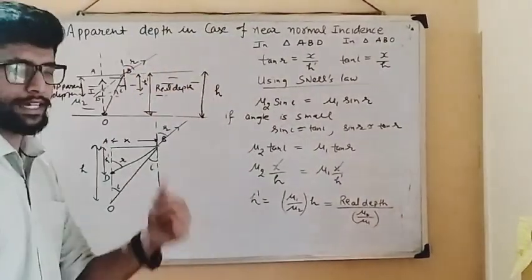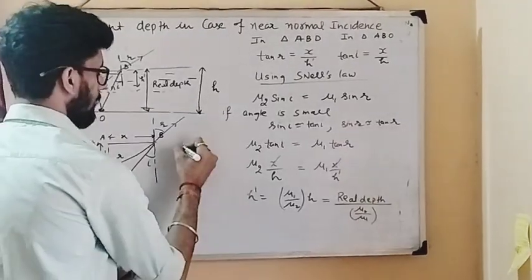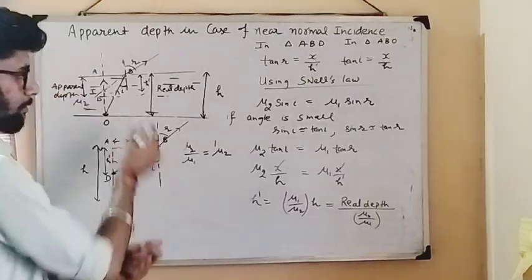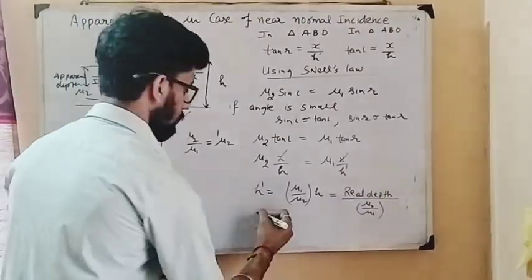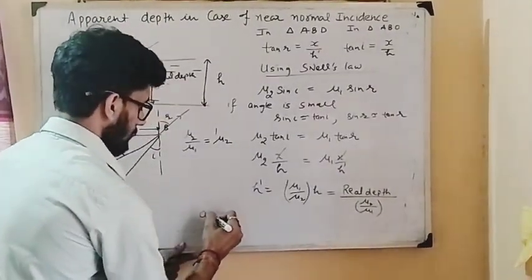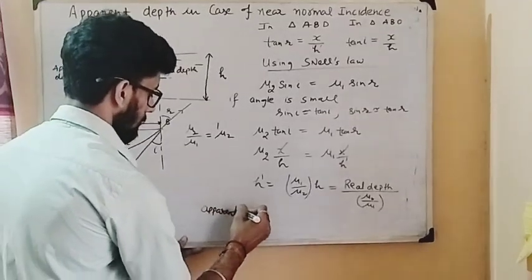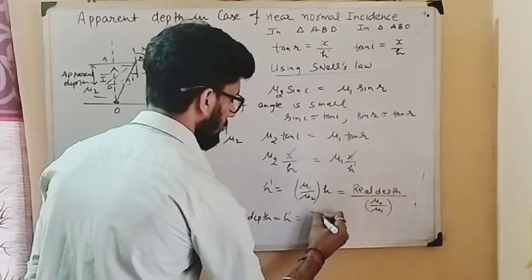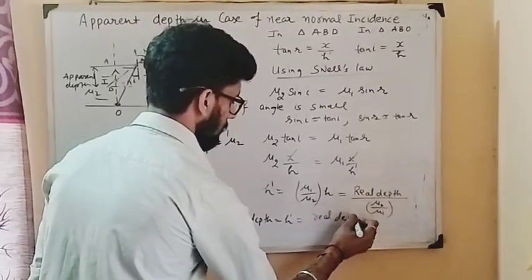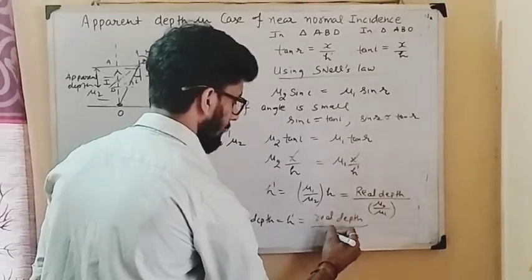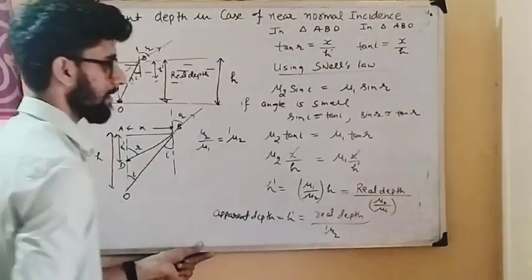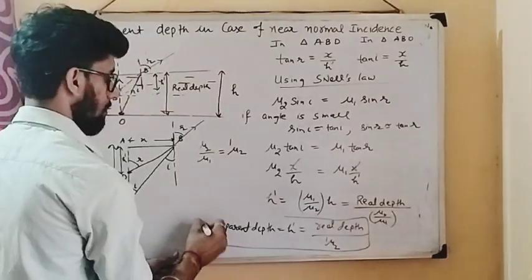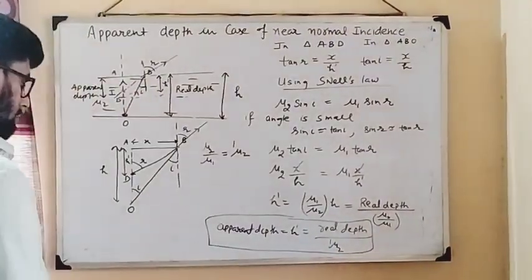So here, from the prerequisite, we know that mu2 upon mu1 is equal to 1mu2, that is the refractive index of medium 2 with respect to 1. So therefore apparent depth h dash is equal to real depth upon 1mu2, the refractive index of medium 2 with respect to 1. So this is your relation for apparent depth and real depth.